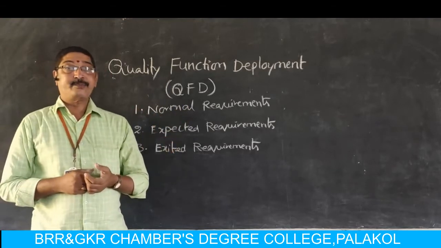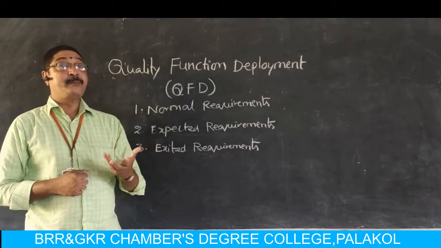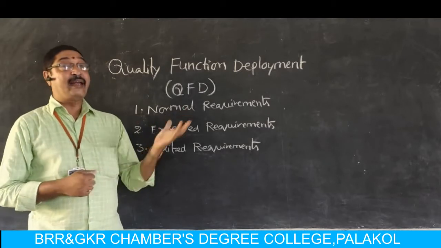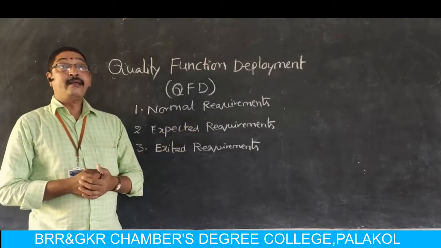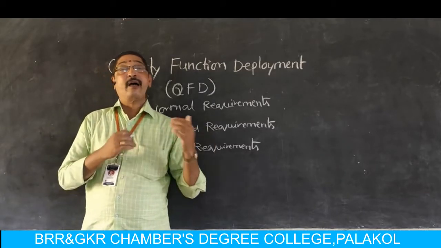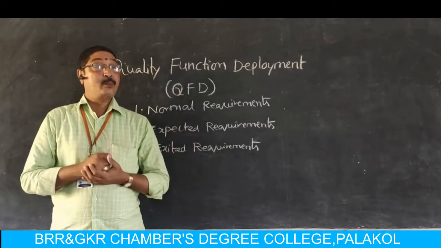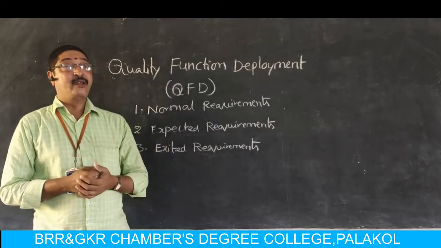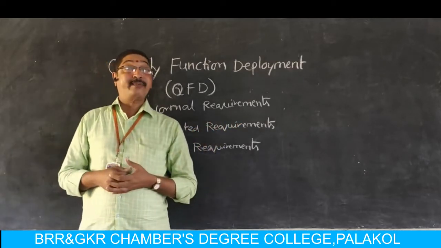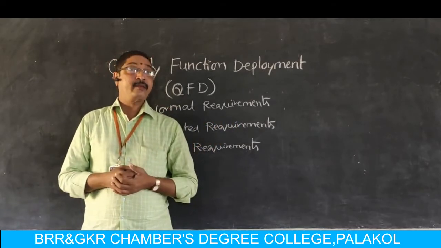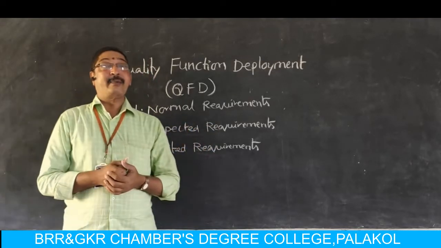If these requirements are present, then the customer will get satisfied. If these requirements are absent, the customer may not get satisfaction. Those are called normal requirements. And the next one is expected requirements. These are implicit to the product. Without these requirements, the product is not a complete product. The customer may not get satisfaction. We can't say that this is a complete product. If these expected requirements are absent, then we can't say the product is complete. The customer will be in dissatisfaction. So those requirements are called expected requirements.